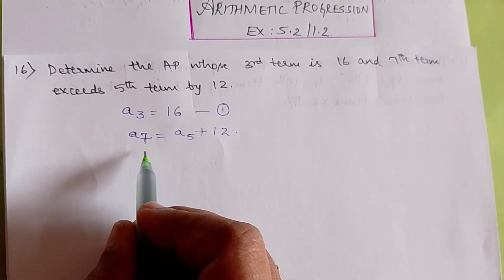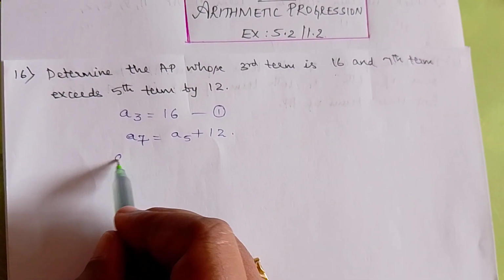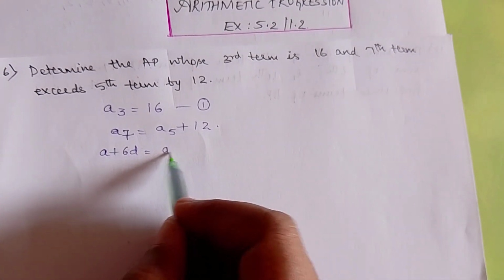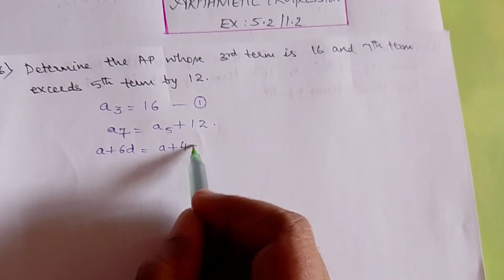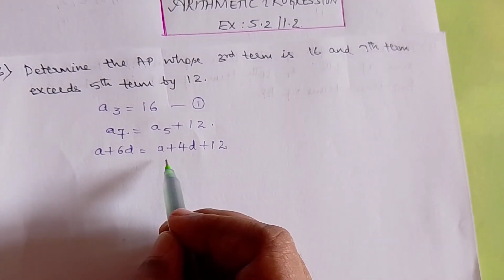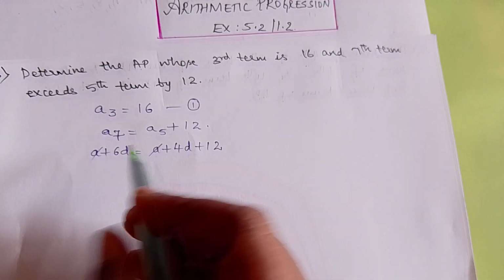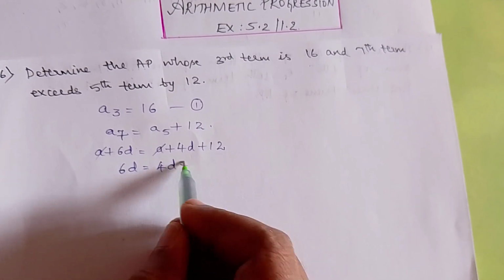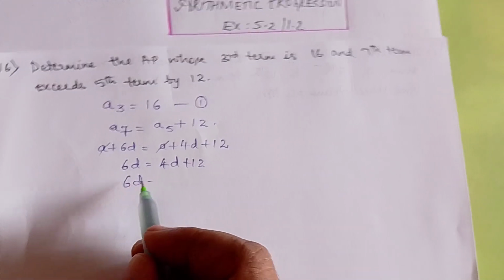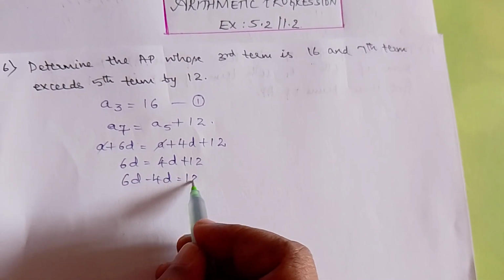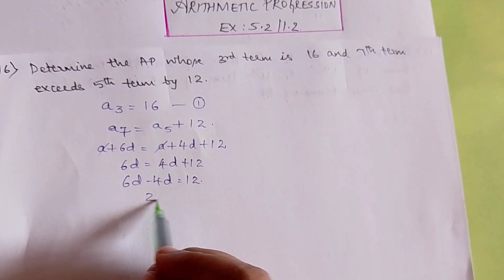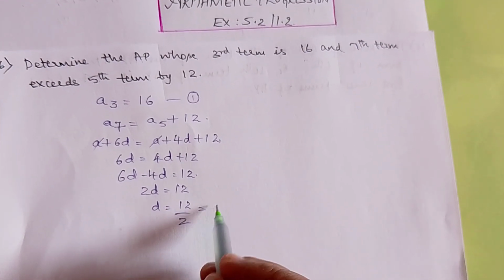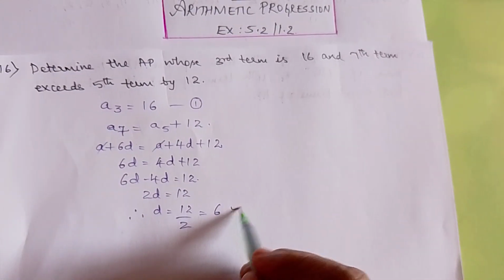So let us continue. A7, as you know, is A plus 7 minus 1, which is 6D. A5 is A plus 5 minus 1, which is 4D, plus 12. We'll cancel the common term A on both sides. 6D is equal to 4D plus 12. So 6D minus 4D is equal to 12, which gives us 2D is equal to 12. D is equal to 12 by 2, which is 6. We have got the value of D.